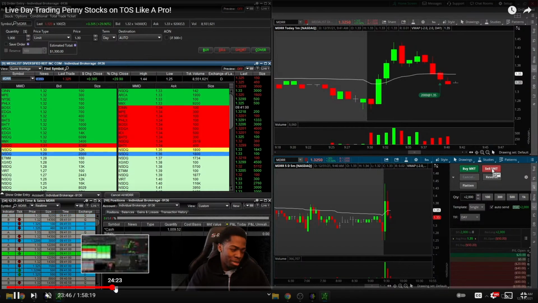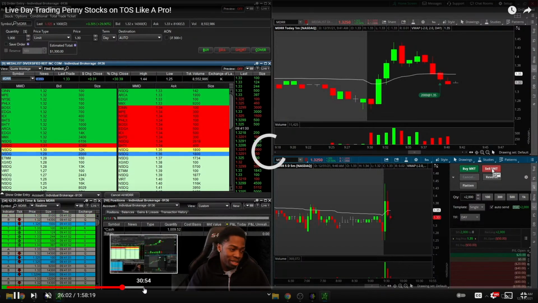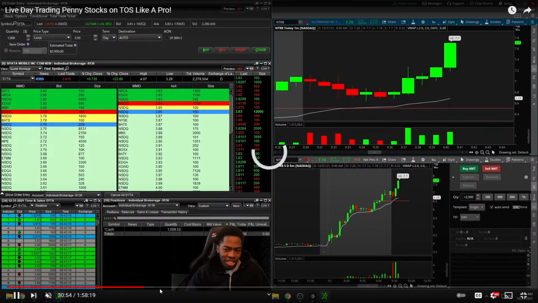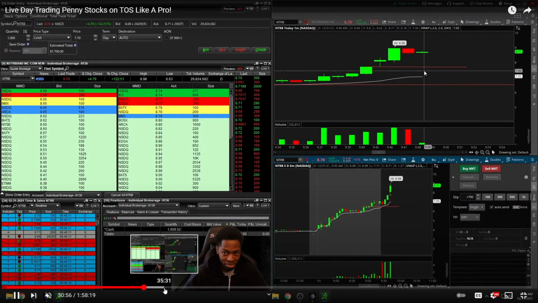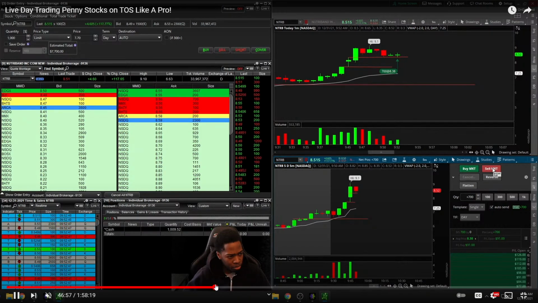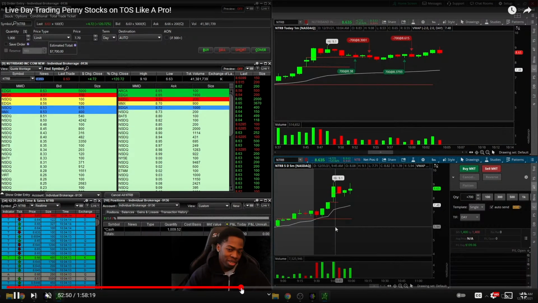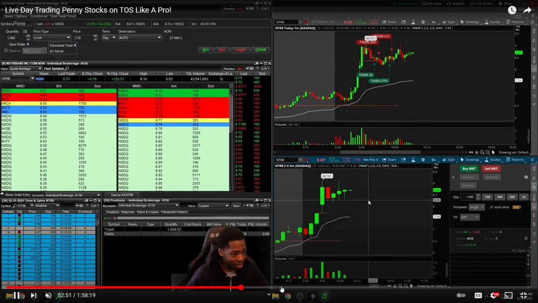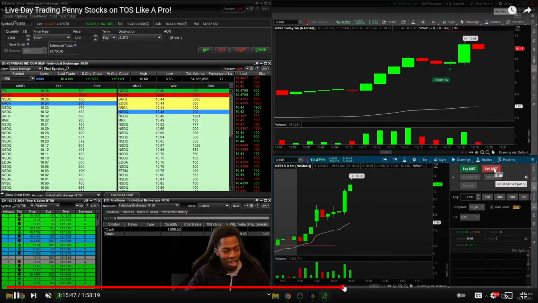So it seems like it might have been a good sell, but let's fast forward and see if we came back to this stock. MDRR, did we come back to this one? We'll come back to this other trade off the lows. Let's see, MDRR. Is it anywhere in here?